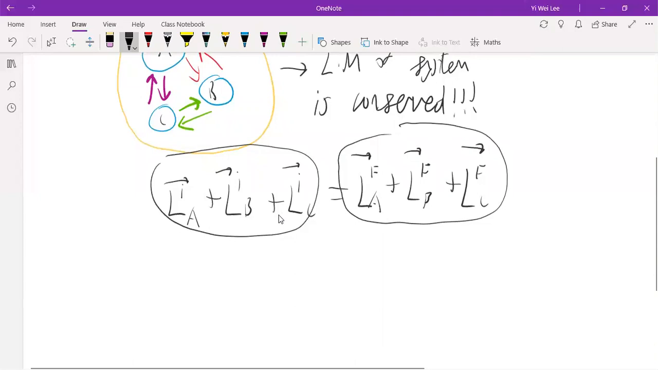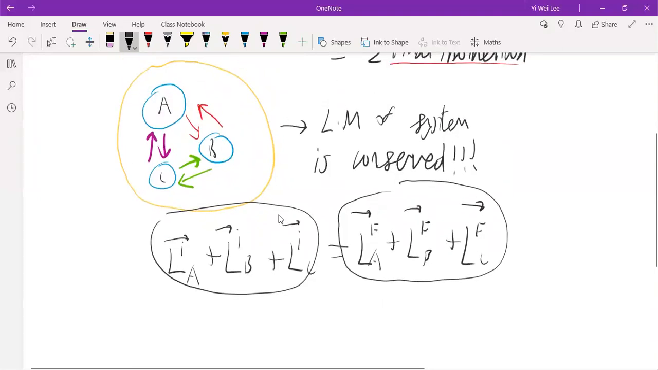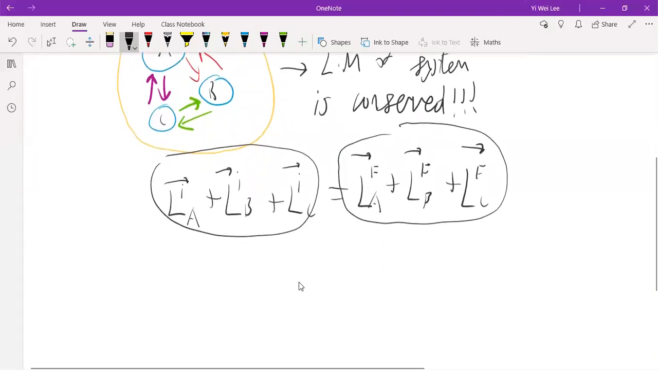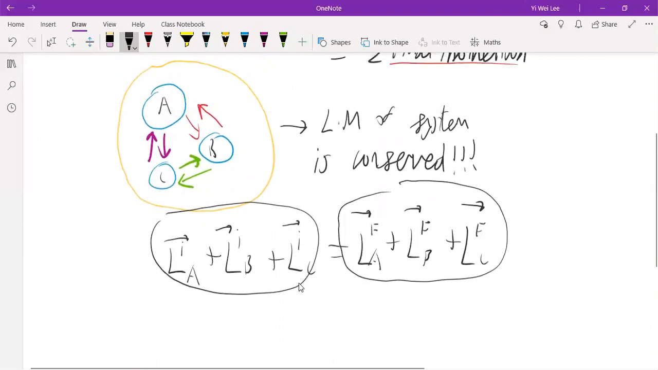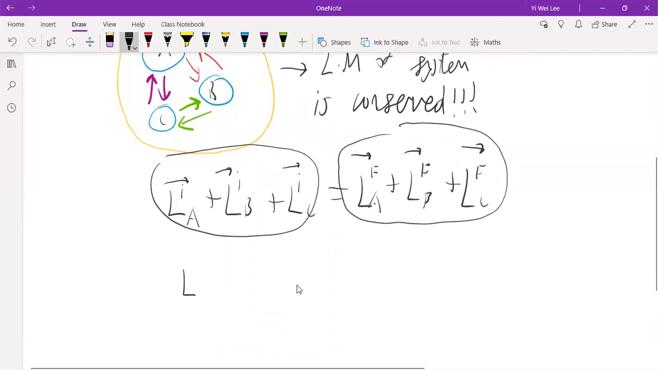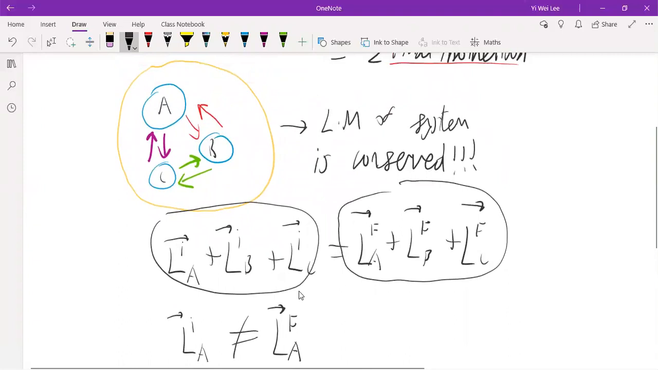However, interestingly, if I were to draw the system curve around A only, I realize that the momentum is actually not conserved. So, in other words, the initial linear momentum of A is not equal to the final linear momentum of A. Initial and final mean before and after the forces have acted over a certain period of time. Okay, so I want to make a point.